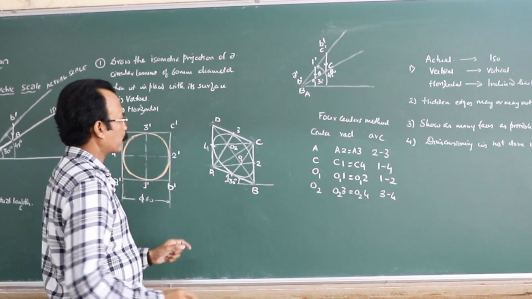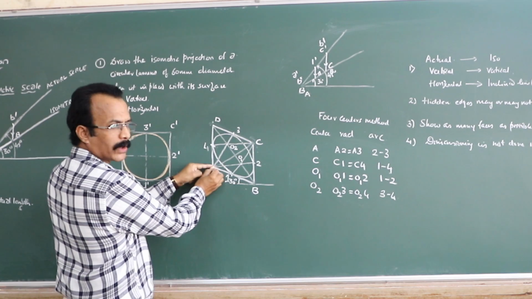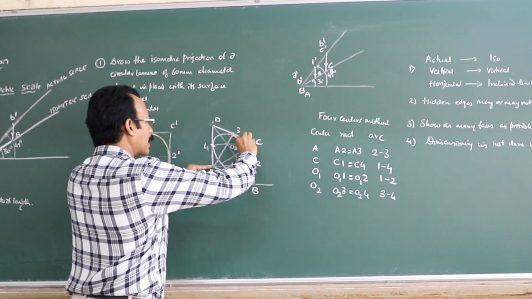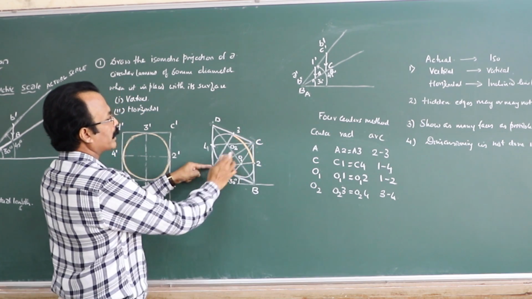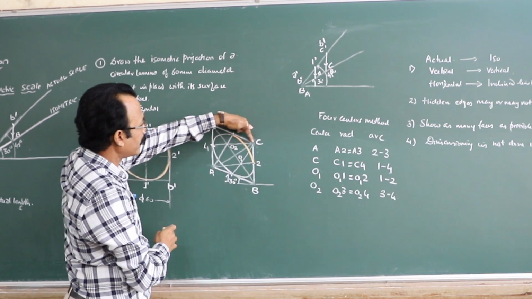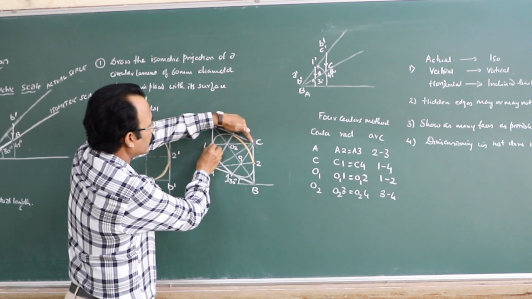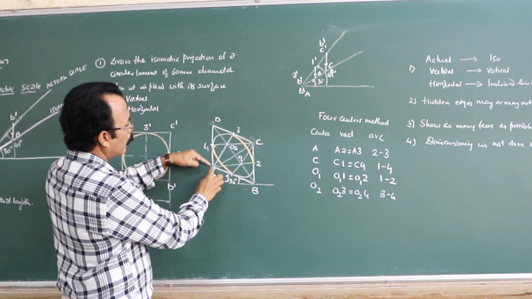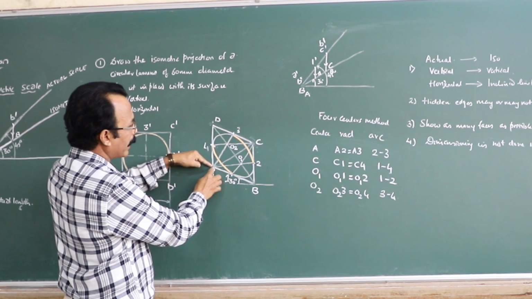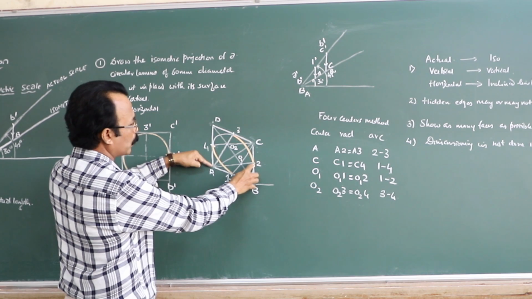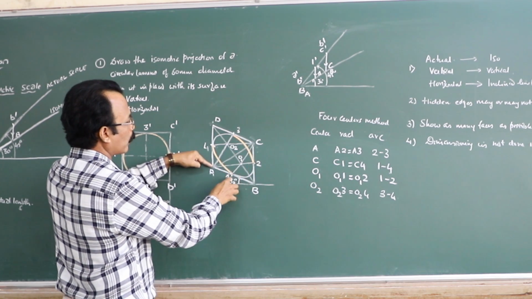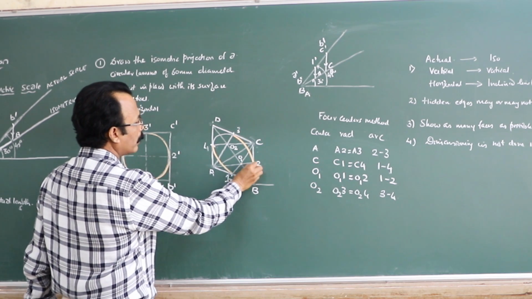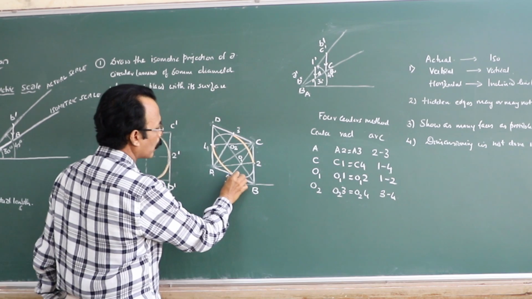So I'll repeat the procedure. With one end of the shorter diagonal A as center, A2 or A3, draw the first arc. With other end of the shorter diagonal, that is C as center, take C1 or C4 radius and draw the second arc. Then one end of the shorter diagonal A is connected to opposite midpoint 2 and C is connected to opposite midpoint 1. So you will get this center O1. So O1 2 or O1 1, you draw this curve.